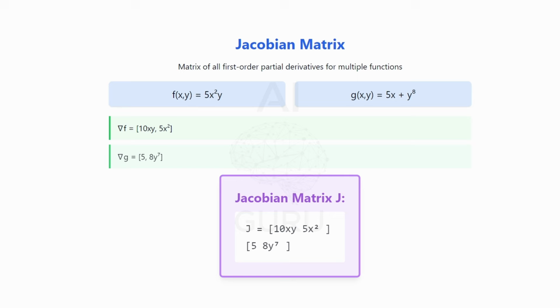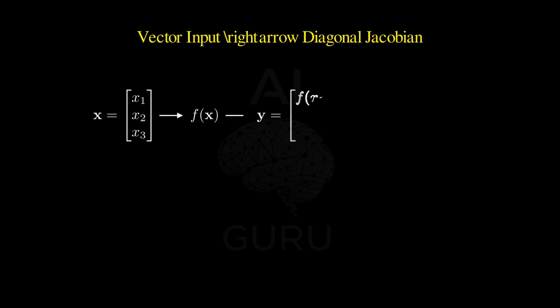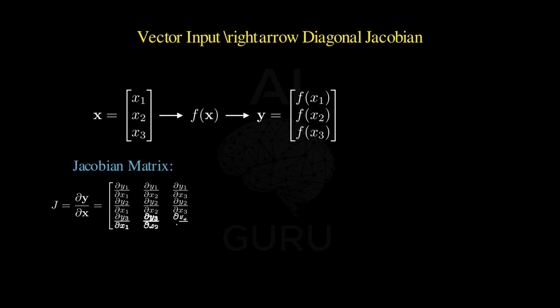That's right. And the structure is just, you stack the gradients. Exactly. The first row of the Jacobian is the gradient vector for the first output function, f. The second row is the gradient vector for the second output function, g. So for our example, row 1 would be the gradient of f, 10yx, 5x squared, and row 2 is the gradient of g, 5, 8y to the 7th. And that single 2x2 matrix now holds everything. It tells you the rate of change of every single output with respect to every single input.